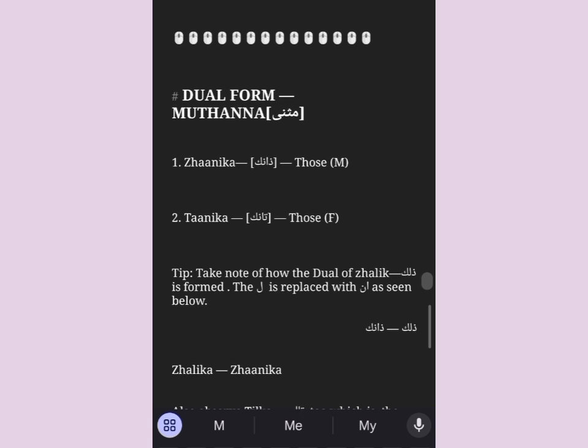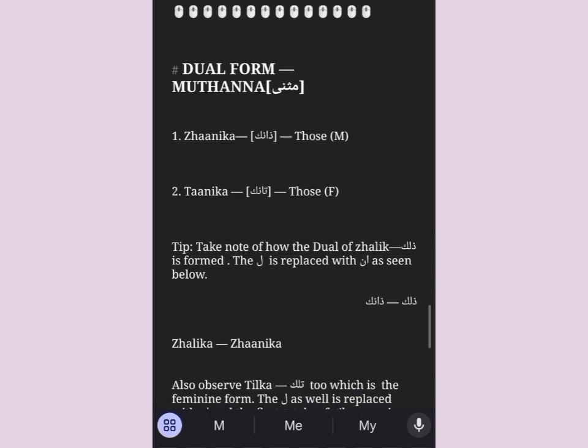Now let's look at the dual form. For the dual form, it's dhanika for two. Just remove the lam and you put your alif and noon. Remember, to form dual things, you just add alif and noon. Dhanika. So you remove the lam and then you just put alif and noon there in between. Tanika. Alright? So that's for feminine. Tanika, dhanika. It's very important.